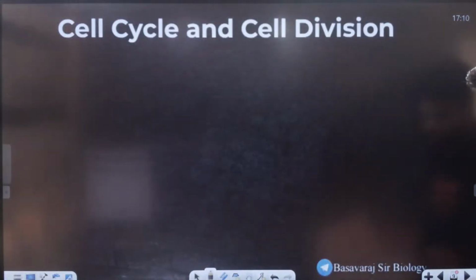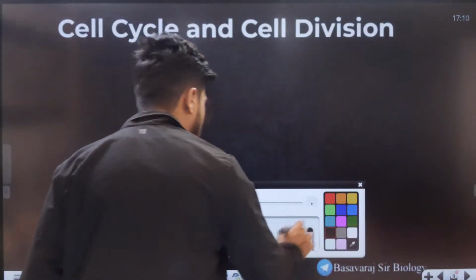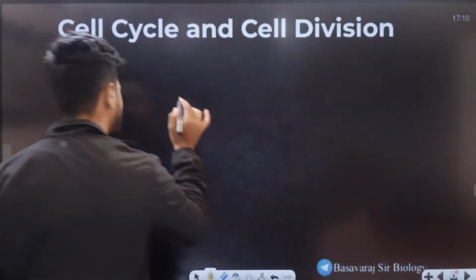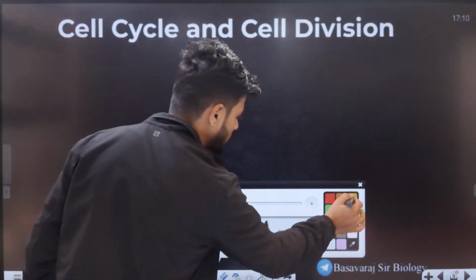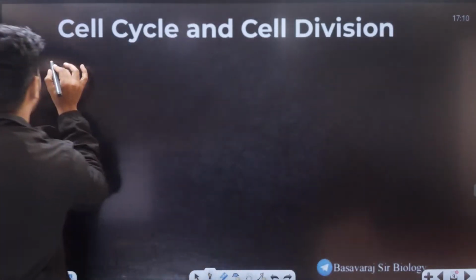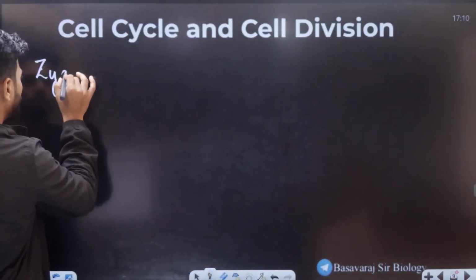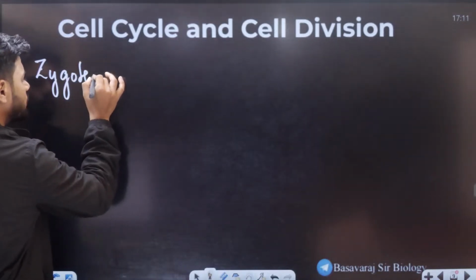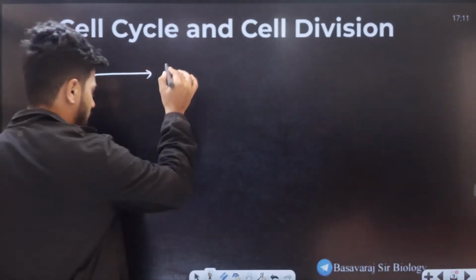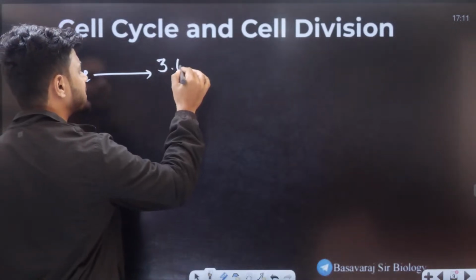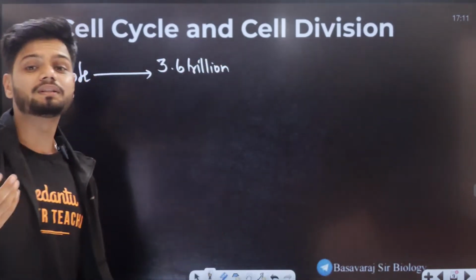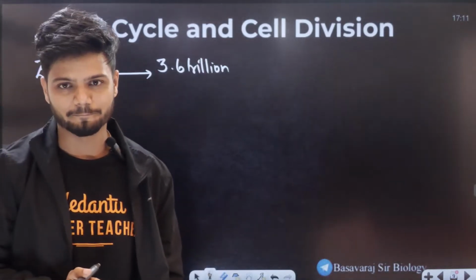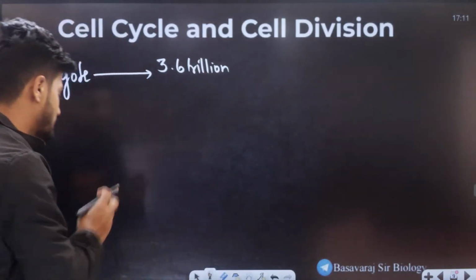Entire dog eventually. Okay. Now students, what exactly happens in the case of cell division? In the case of cell division, a single zygote, students, listen to me very carefully, can develop into around 3.6 trillion cells, or even more than that. It can divide and divide and divide. That is the magic behind it.